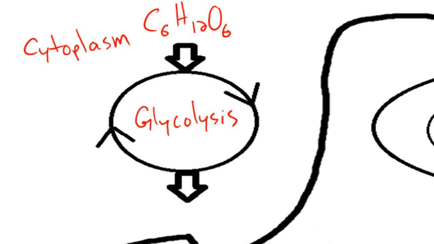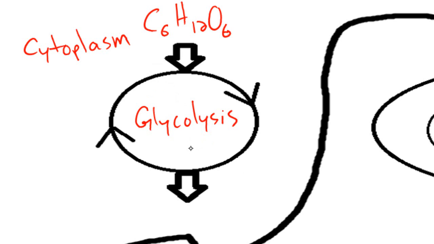This makes sense now. You understand why your cells always use sugars, because this is exactly the series of reactions that requires sugar as a starting point. So sugar is what you need to start. You also need two things. One of them is energy. Remember, every chemical reaction has an activation energy.